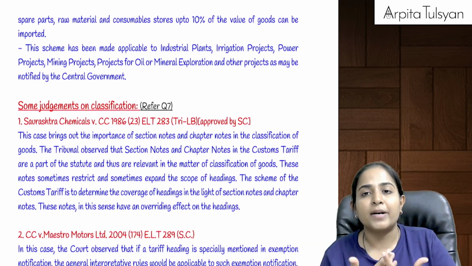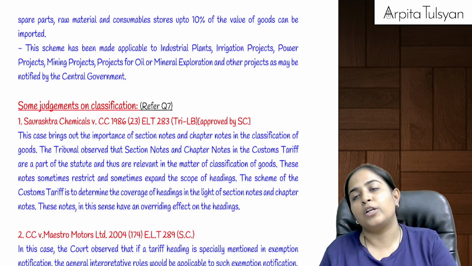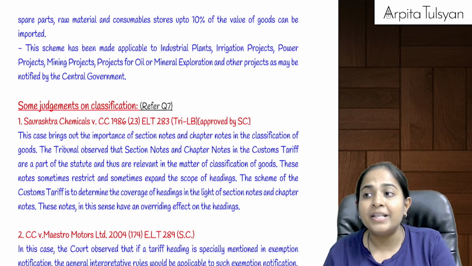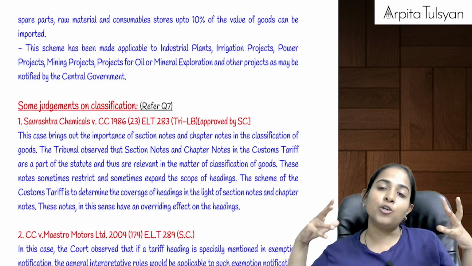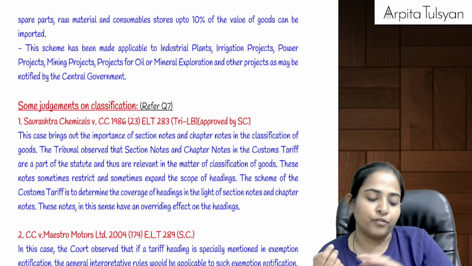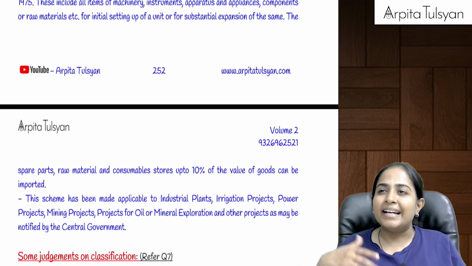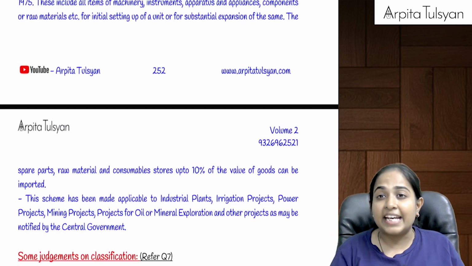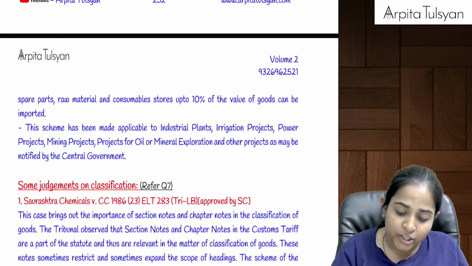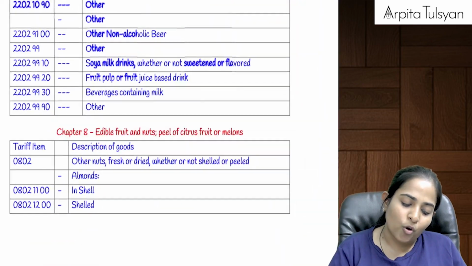Now along with this machine, if you want to bring spare parts etc., you can bring, but only up to 10% of the value of the goods imported. Means their intention is that you should bring machines and not only spares. So spares are limited to 10% of the value of imports, and this method is actually used mainly by industries, industrial plants, irrigation plants, mining projects, oil exploration projects etc., where they bring big machinery here in India. Are you clear with this? Yes.